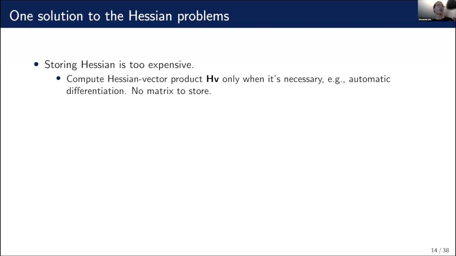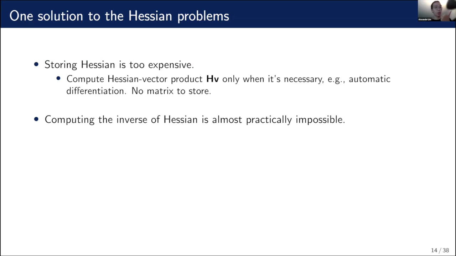So one common solution to that, when storing the Hessian is too expensive: if you actually implement it, you know that you don't need the whole Hessian itself. You only need the Hessian vector product. So no matrix to store. That's one thing. And the second thing is that computing the inverse of the Hessian is almost practically impossible.